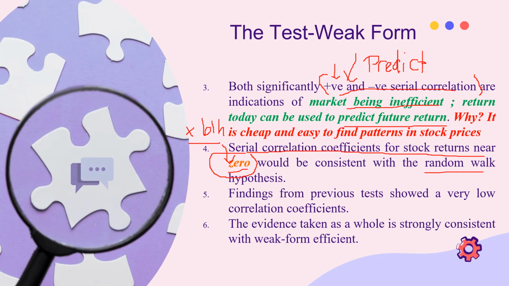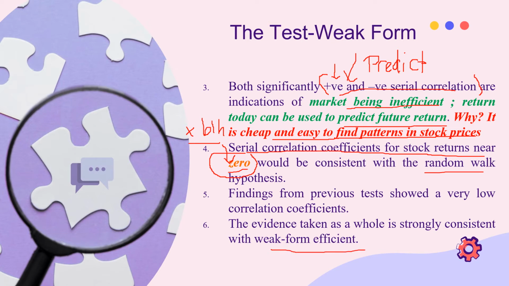Why it is cheap and easy to find pattern in stock price. So ini adalah dia punya implication yang kita belajar. Kenapa kita guna technical analysis? Sebab dia adalah murah and easy to find the pattern in the stock price. And then dia juga ada sebut on finding from previous tests show a very low correlation coefficients. The evidence taken as a whole is strongly consistent with the weak form efficiency.